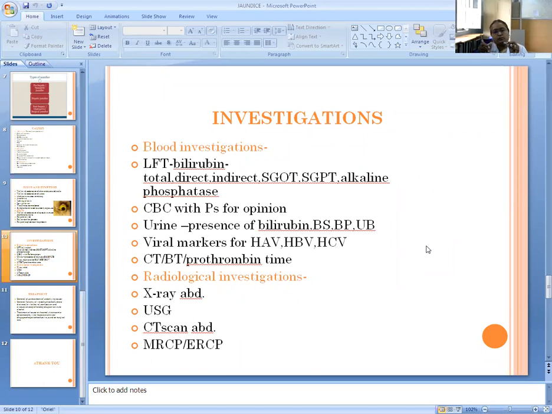Then now your aim is to search for the cause. And to search out the cause, first rule out, if the patient is pale, whether it is hemolytic anemia.